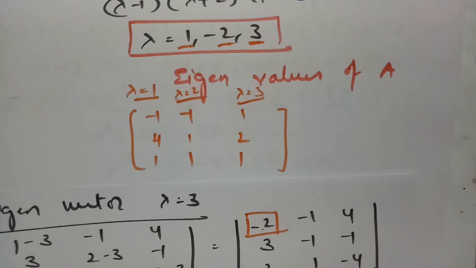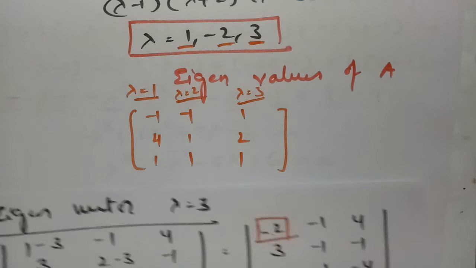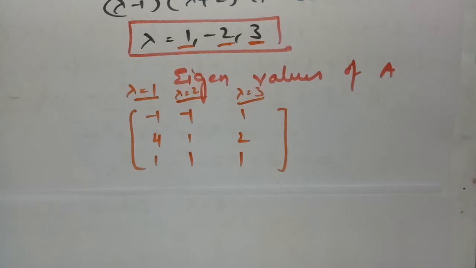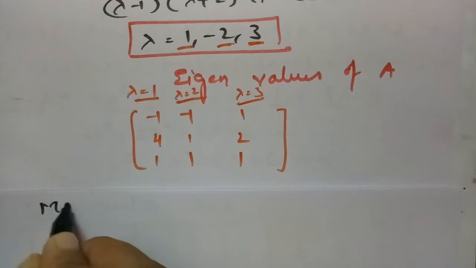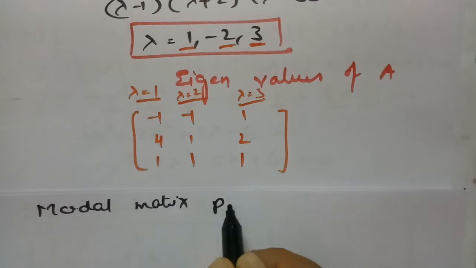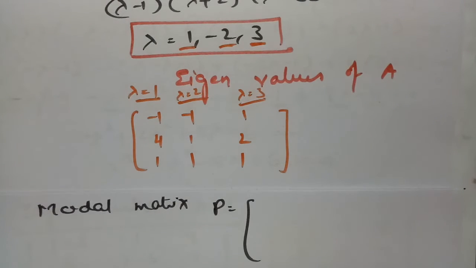So the model matrix now is ready, with all the eigenvectors. If we write it in one form, this will be the model matrix. Therefore, the model matrix P is equal to, I am showing, for lambda equal to 1.